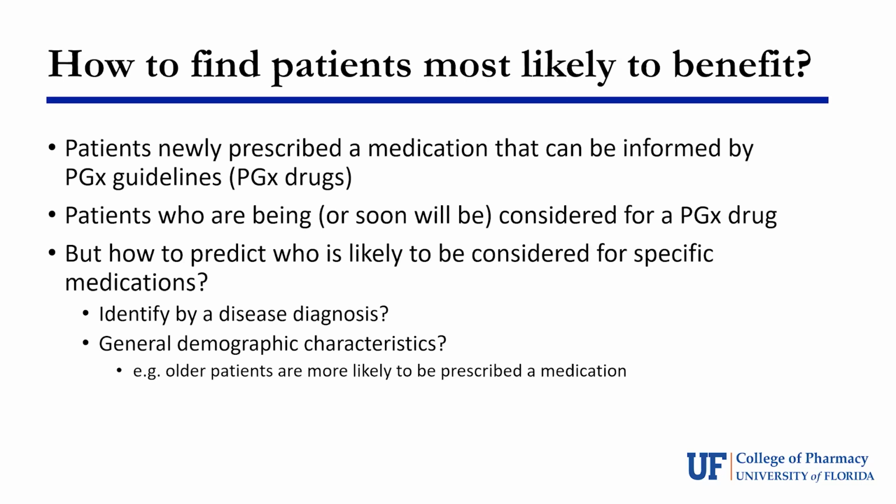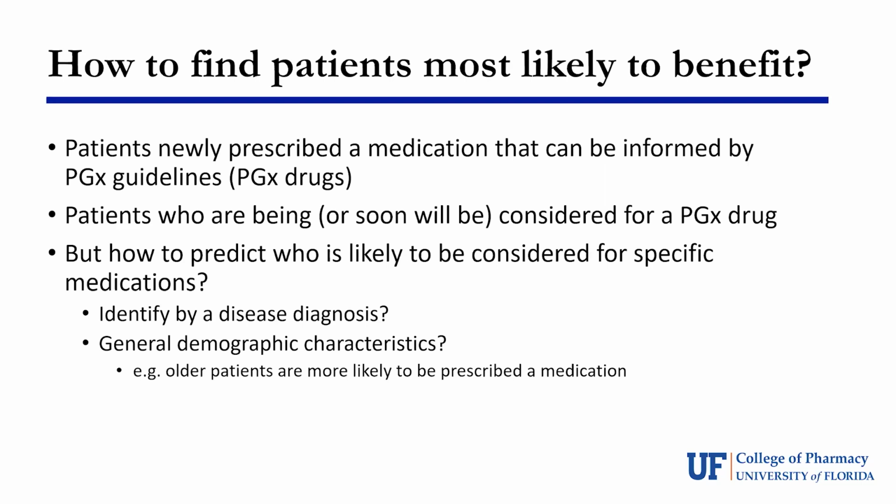But probably an even more clinically useful group would be patients who are being or will soon be considered for a pharmacogenetic drug. As we discussed, while that prescribing decision is being made is actually the best time to have those results available. Another reason, which I forgot to add in the previous slide, is that it also allows us to build computer decision support around these results.